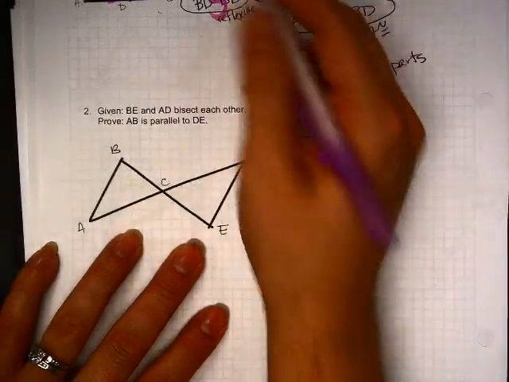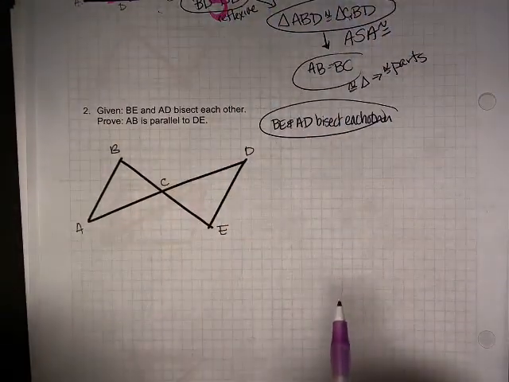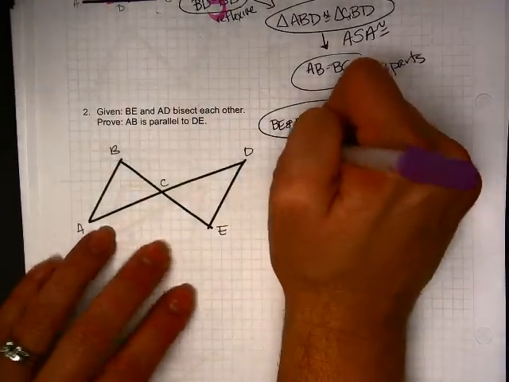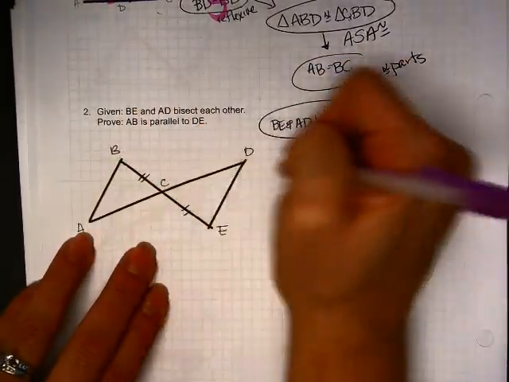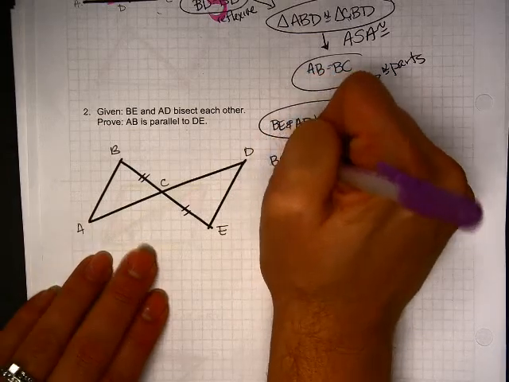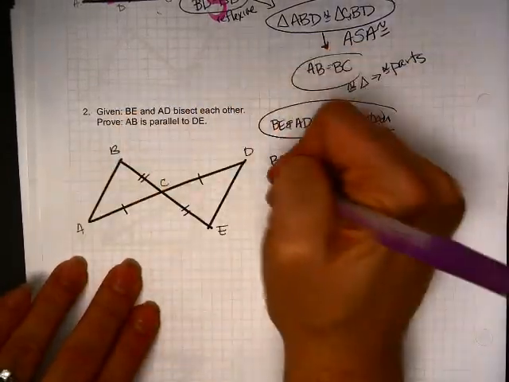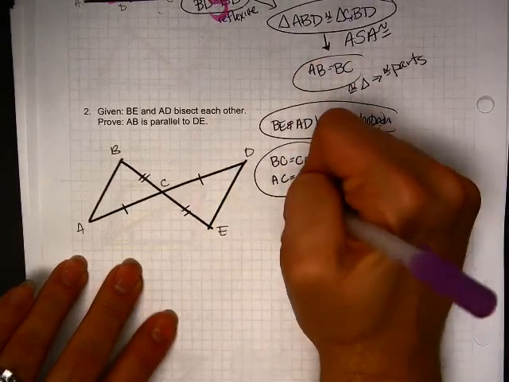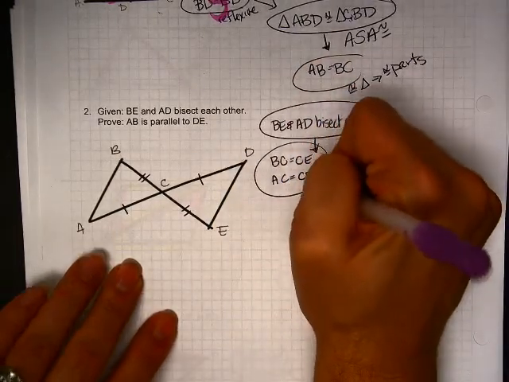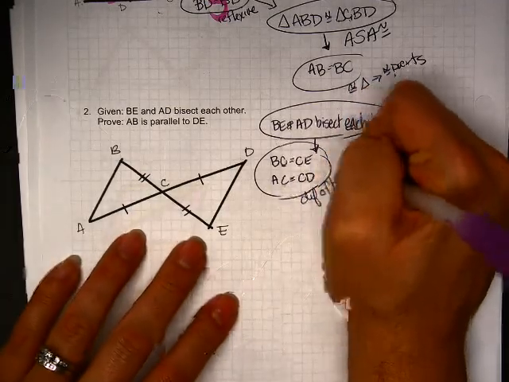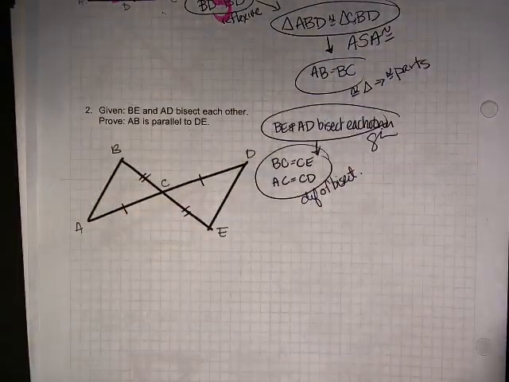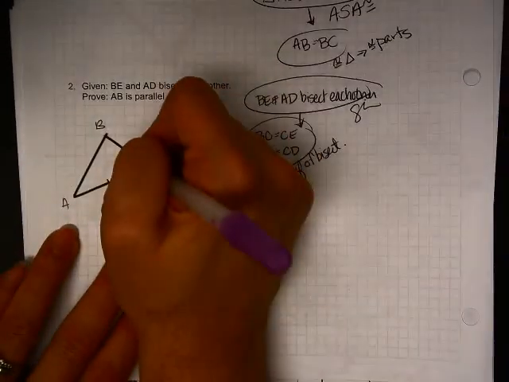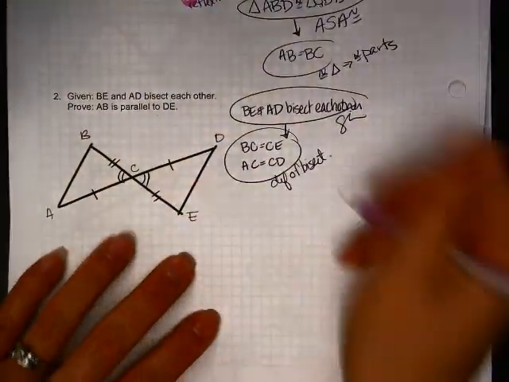Bisect means, like we talked about on the previous one, to cut in half. So if we are bisecting each other, what we mean by that is that these are going to be equal to each other, and those are going to be equal to each other. And both of those reasons are identical. It's simply the definition of bisect. I don't have any other information, so I have to look back at the picture and see if I can get anything else, and I hopefully recognize that these are vertical angles.